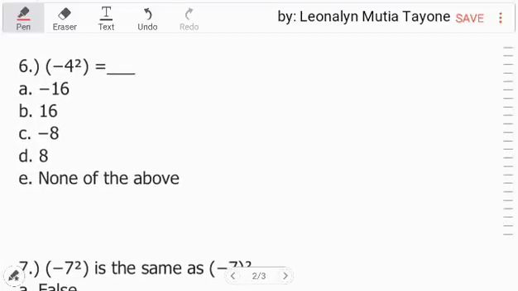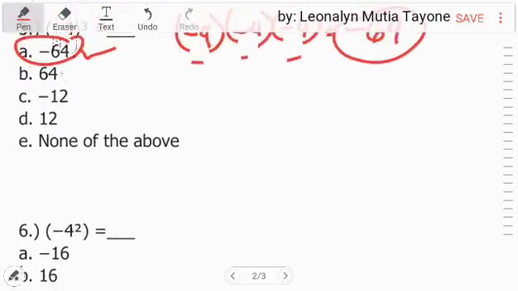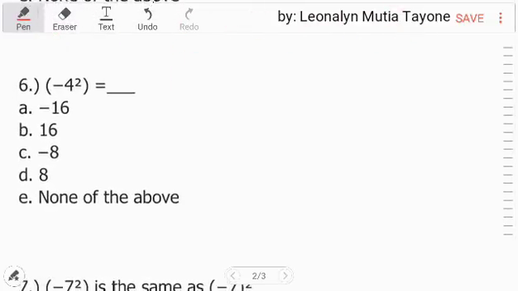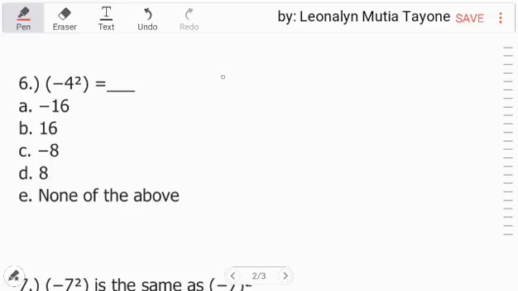Now let's do number 6. Negative 4 raised to 2. Both are inside the parentheses. See the difference from our number 5. We included the negative sign in the multiplication. While in this one, negative 4 raised to 2, we don't include the negative. So, we only multiply the 4. 4 times 4 equals 16. And we copy the negative. So, negative 4 raised to 2 is equal to negative 16.